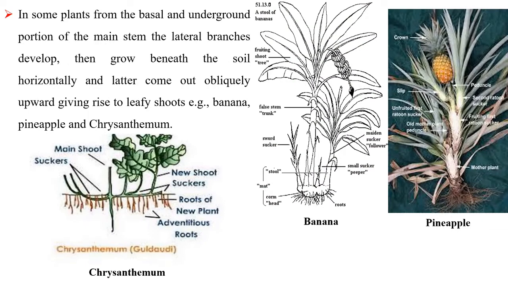In some plants from the basal and underground portion of the main stem the lateral branches develop, then grow beneath the soil horizontally and later come out obliquely upwards giving rise to leafy shoots, example banana, pineapple and chrysanthemum.